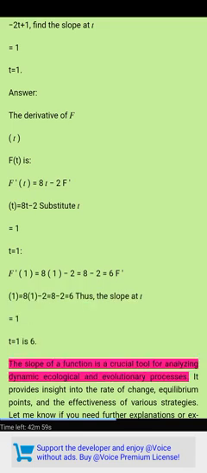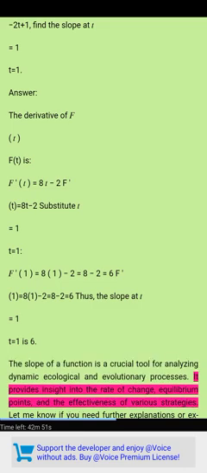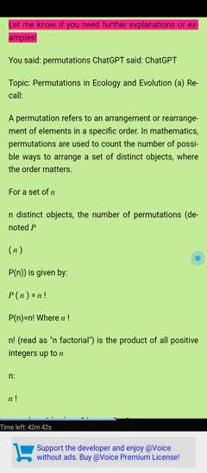The slope of a function is a crucial tool for analyzing dynamic ecological and evolutionary processes. It provides insight into the rate of change, equilibrium points, and the effectiveness of various strategies. Let me know if you need further explanations or examples.